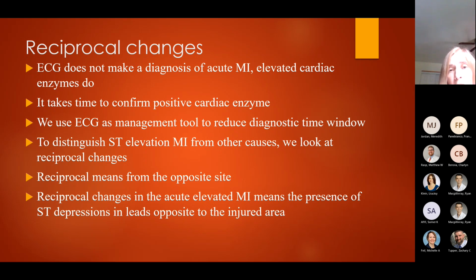So EKG does not make a diagnosis of acute MI. Elevated cardiac enzymes do, but it takes time, like hours, to confirm positive cardiac enzymes. So we use EKG as a management tool to reduce diagnostic time window. To distinguish ST elevation MI from other causes, we'll look at reciprocal changes. Reciprocal means from the opposite side, and reciprocal changes in the acute ST elevation MI means the presence of ST depression in the lead opposite. So just think ST depression in the leads opposite to the injured area.